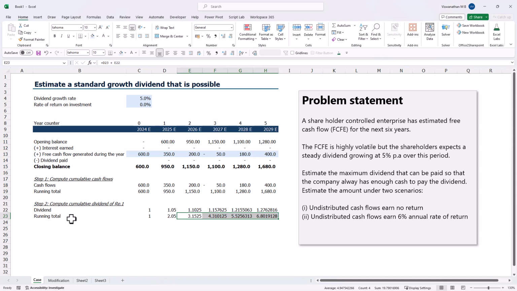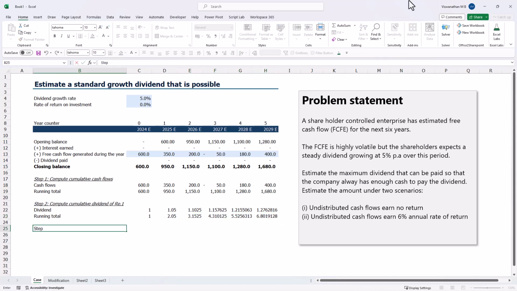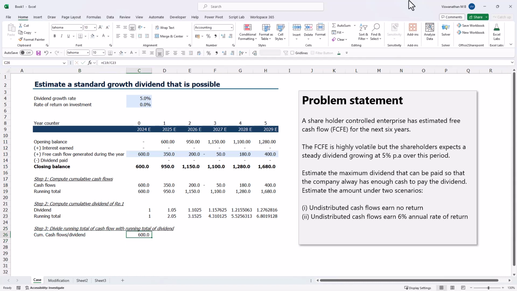Step 3: what we're going to do here is divide the cumulative cash flows, or running total of cash flows, by the running total of dividend. So for the first year, it's going to be 600 upon 1. The second year is going to be 950 upon 2.05. The third year is going to be 1150 upon 3.1525 and so on.